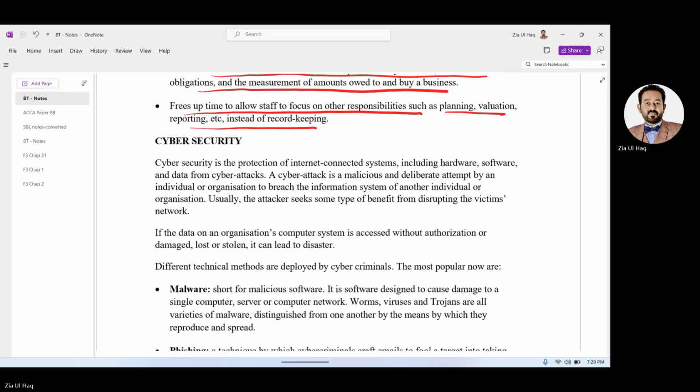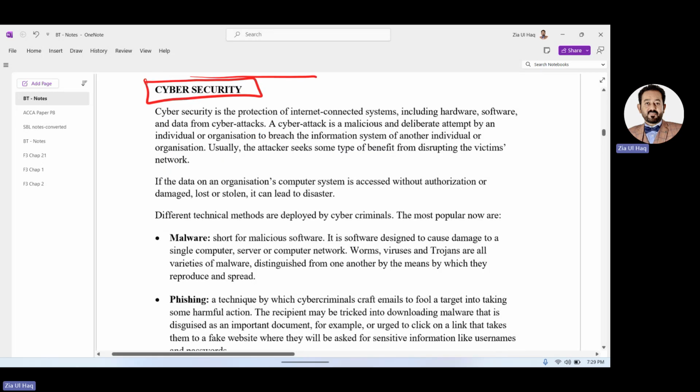Cyber security. Cyber security means security over the internet. Yeah, these all topics are new. Cyber security, security over the internet. Obviously, these are new topics, so the exam paper will have a question relating to these topics, for sure.